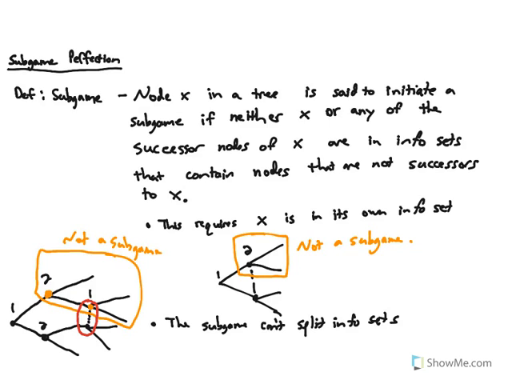So a subgame has to start at its own information set. It has to be a singleton. It can't start on a dash line, and it can't split up any dash lines. It can contain dash lines on the inside, but it can't split up dash lines. And then it also has to contain all of the successors.